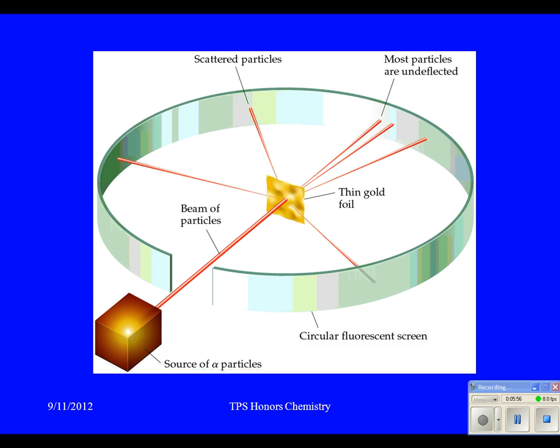So they changed their experimental setup and put the fluorescent detector all the way around the gold foil, and found that while most of the alpha particles went straight through and hit the opposite side of the detector, there were a few that were scattered off at angles, and some of them would even bounce back off the gold.